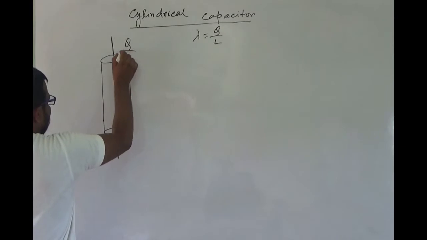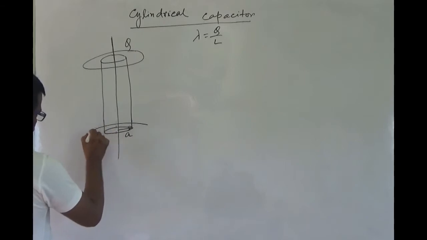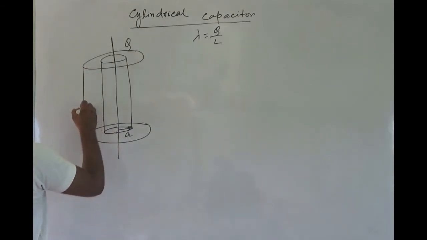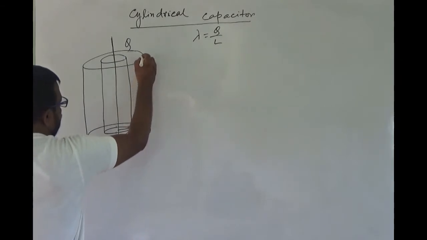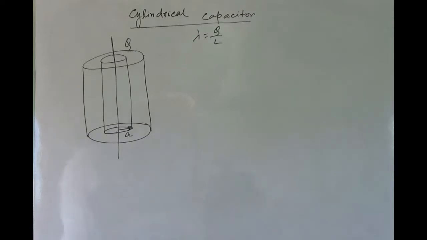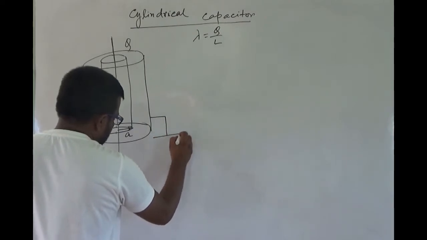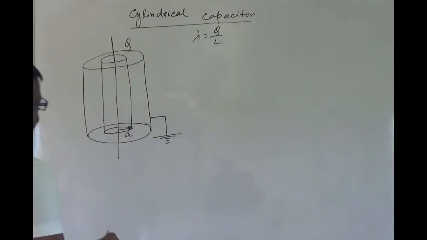Now we place another cylinder of radius B with the same axis. Then a conducting cylinder of radius B is placed concentrically with the cylinder of radius A, and the outer cylinder is grounded. Then what happens?